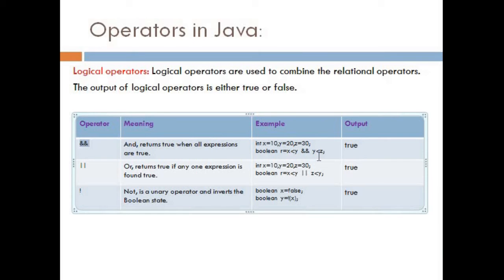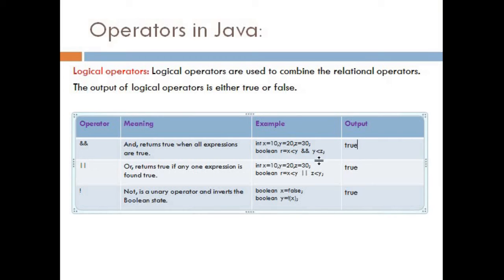And if both these relational expressions, that is x less than y and y less than z, hold true, then only the AND operator shall return true in the output. Now let's check it out. See the first relational expression, x less than y. Now let's see whether it holds true or not. The value of x is 10 and the value of y is 20. Now 10 less than 20, is it true? Yes, it is true. So x less than y holds true.